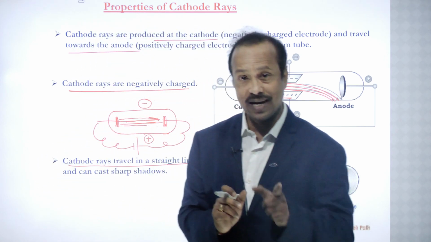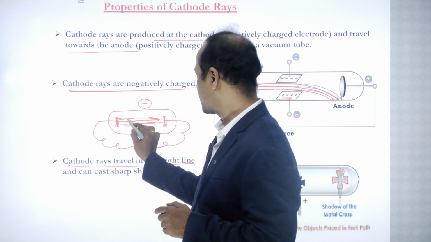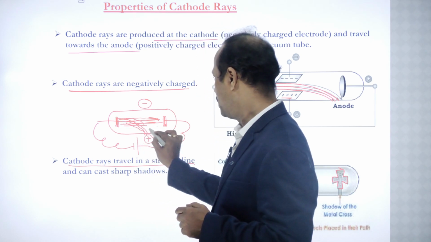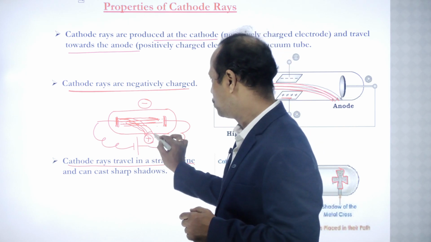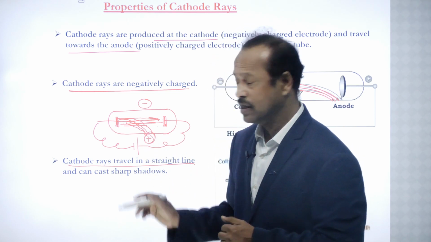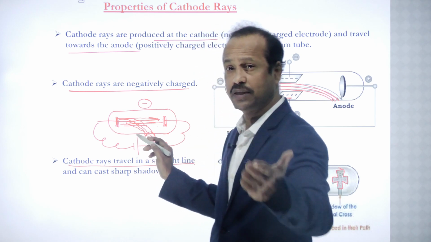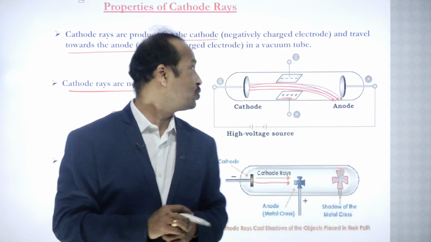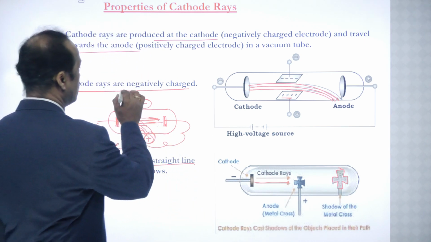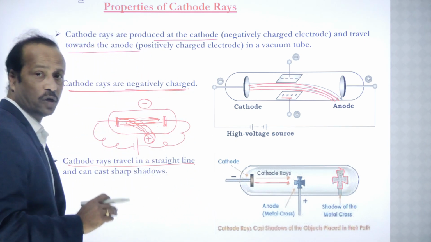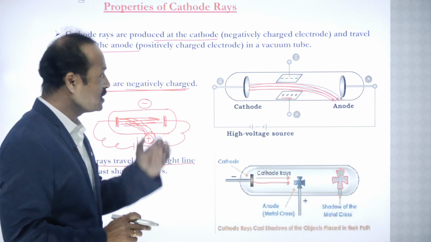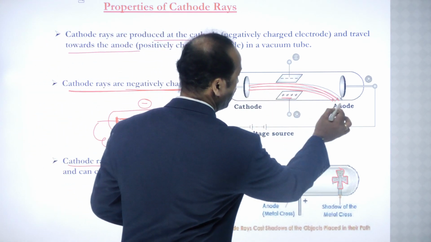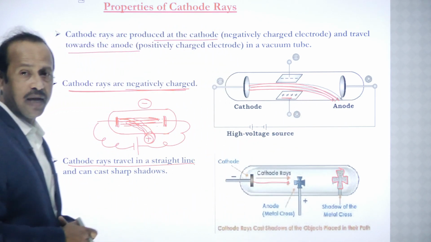So opposite charges attract. Now the negatively charged particles are attracted towards the positive charge. Yes or no? Here they are attracting towards the positive charge, which means these are negatively charged particles. In this way, the cathode rays carry negativity. It is clear that cathode rays carry a negative charge. Here you see, these particles are moving and striking towards the anode.